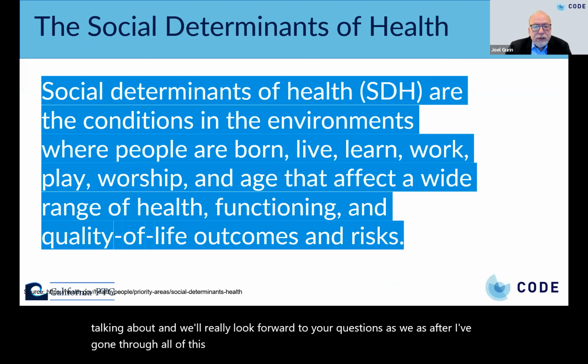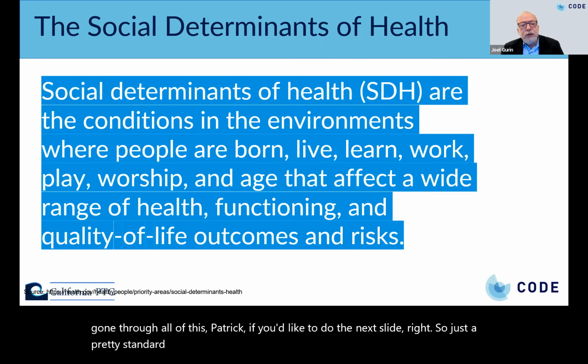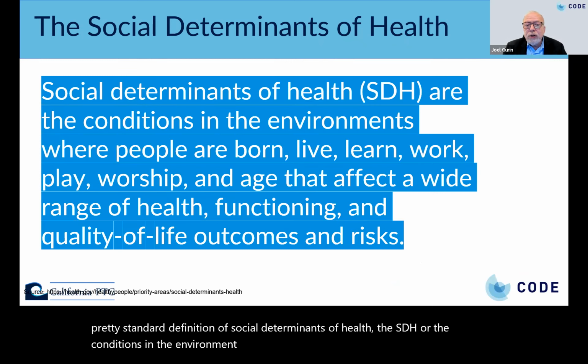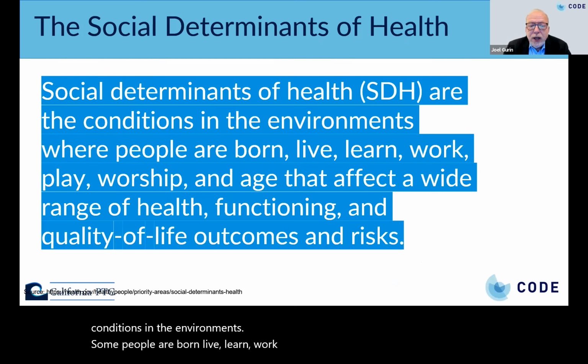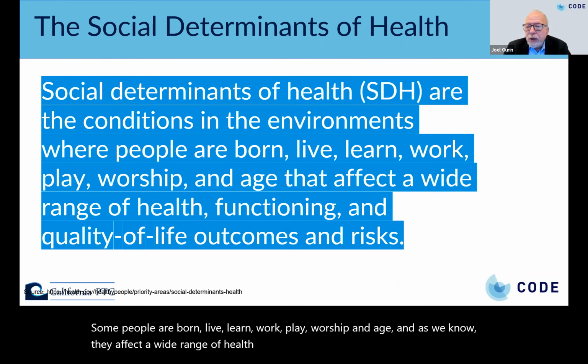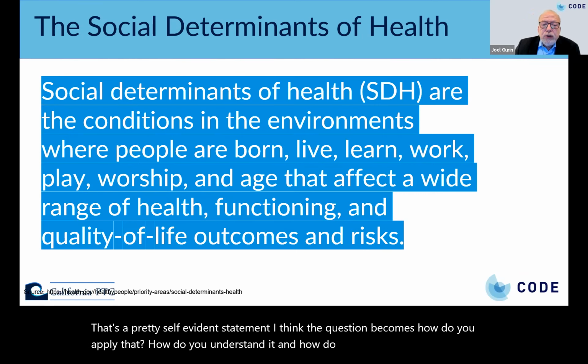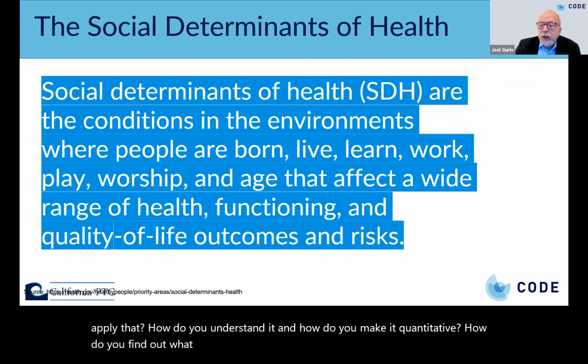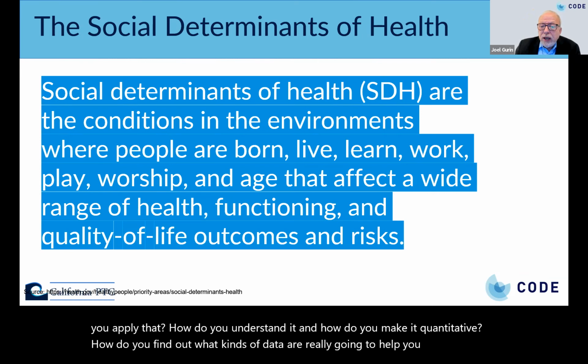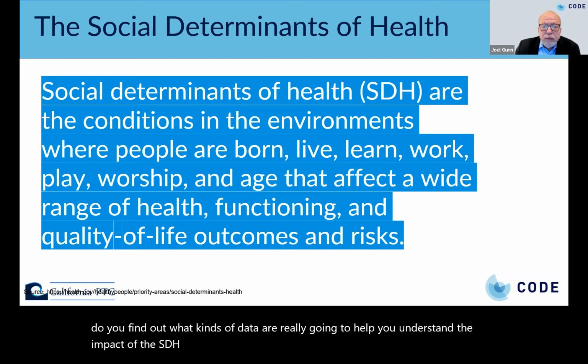Patrick, if you'd like to do the next slide, right? So, a pretty standard definition of social determinants of health. The SDH are the conditions in the environments where people are born, live, learn, work, play, worship, and age. And as we know, they affect a wide range of health functioning and quality of life outcomes and risks. That's a pretty self-evident statement. I think the question becomes, how do you apply that? How do you understand it? And how do you make it quantitative? How do you find out what kinds of data are really going to help you understand the impact of the SDH and intervene in helpful ways?